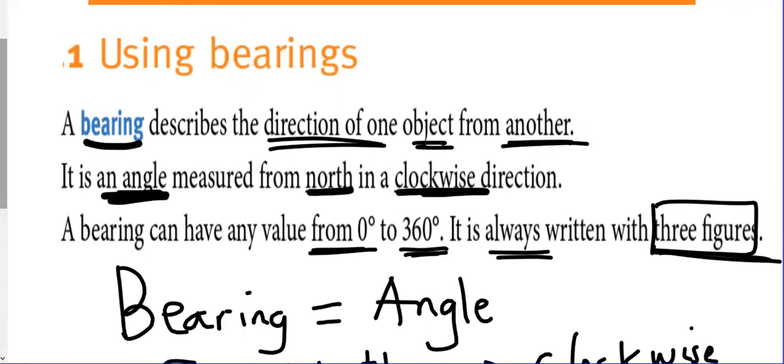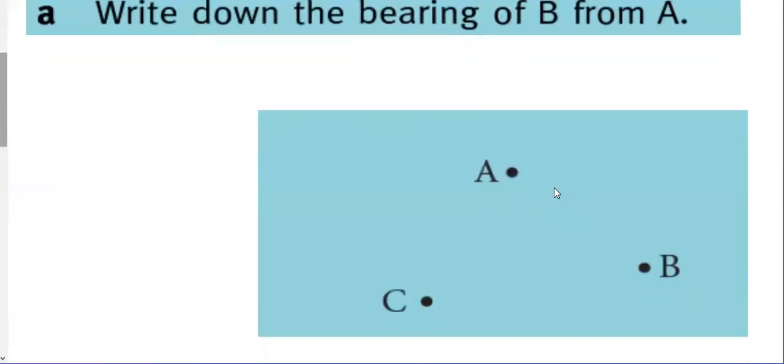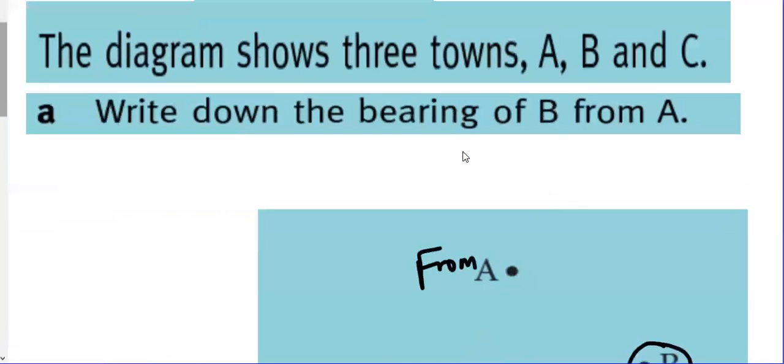So let us go back to the question. The question says, write down the bearing of B. We are supposed to find the angle of this town from A. Mark my words: the word from is very important. So write down the bearing, in other words, write down the angle of B from A.